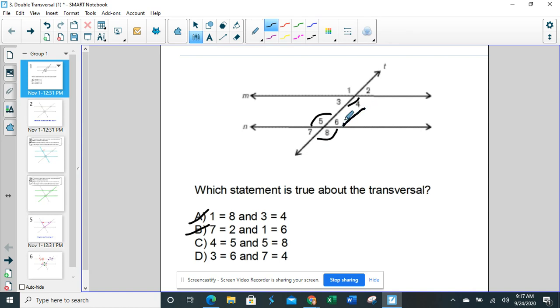Well, when I look at this picture, if I took 4 and slid it down on top of 8, they would be corresponding, which means 4 and 8 are congruent. 8 is congruent to 5, so all three of these are equal to each other. So that means that 4 is equal to 5 and 5 is equal to 8. So I have found my answer.